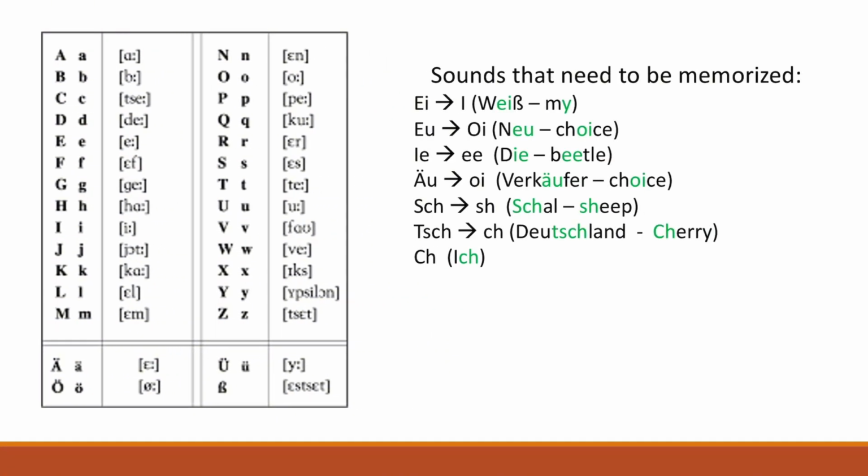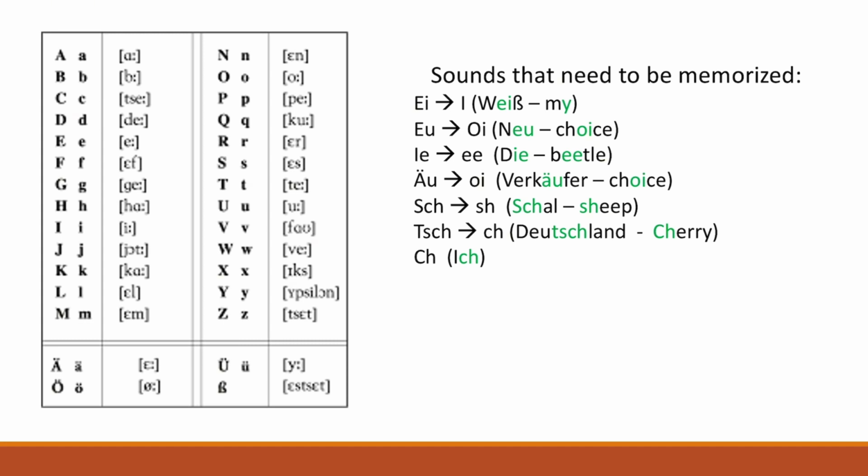And in order to conclude this lesson, we're going to go over some sounds that need to be memorized in order to read German texts. So whenever you see a sound like "ei," as in the word "weiß," then you know it's going to be pronounced like an "I." In this case, the word "weiß" is going to be pronounced like "my." Both sounds are just an "I," a way to say A and I.